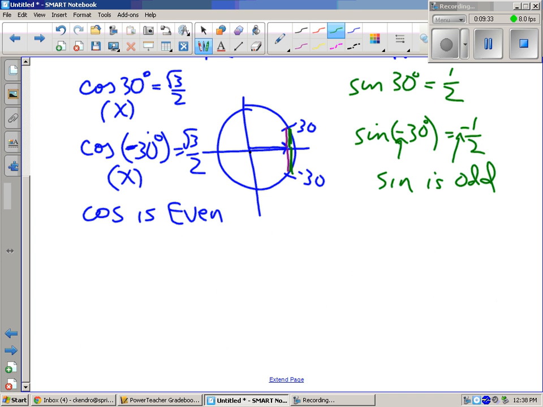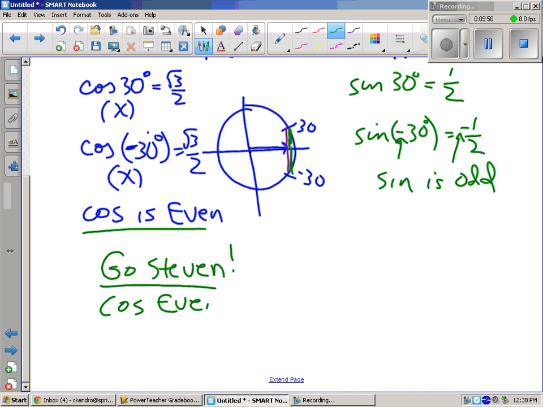Now back in the day, probably about 10 or 12 years ago, I had a kid named Steven in my class, and somebody yelled out, "Go Steven," for whatever reason, I have no idea. But that gave me an idea of how to remember that cosine is even. I just say, "Go Steven," and it kind of rhymes. Go Steven, cos even. Okay, I know it's a stretch, but that's how I remember it. So if you can come up with your own way, that's great. So if cosine is even, everything else is odd.